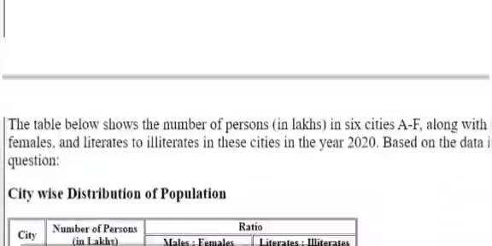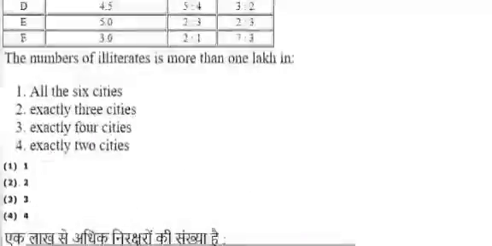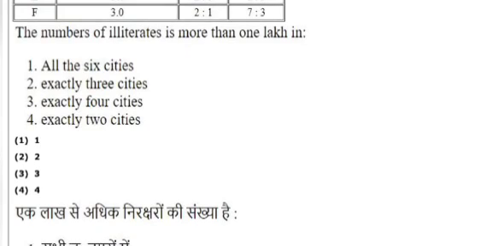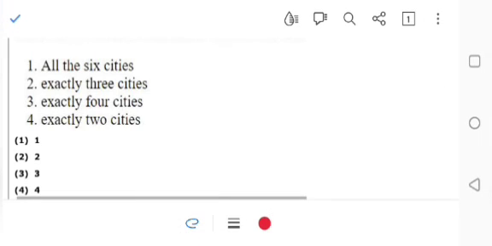Next, question 3 says the number of illiterates is more than 1 lakh in all 6 cities, exactly 3 cities, exactly 4 cities, or exactly 2 cities. So for question 3, it will be exactly 4 cities.